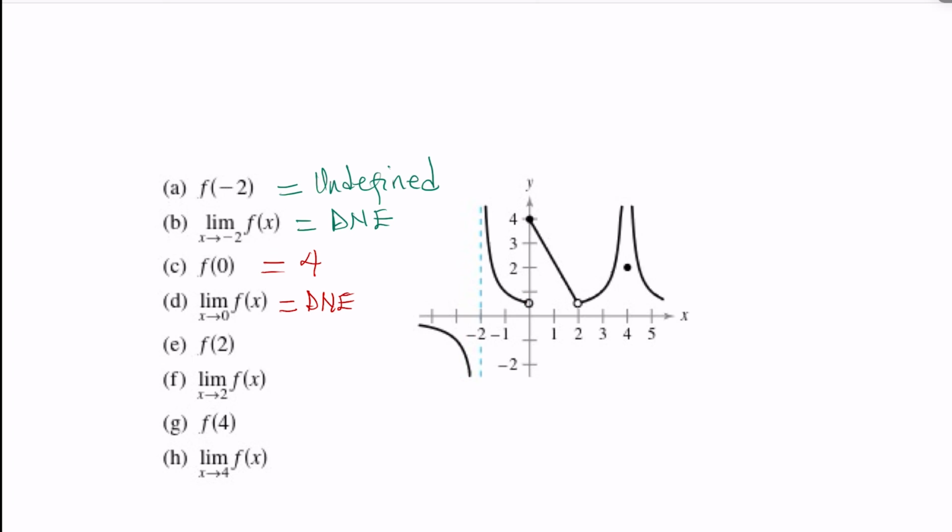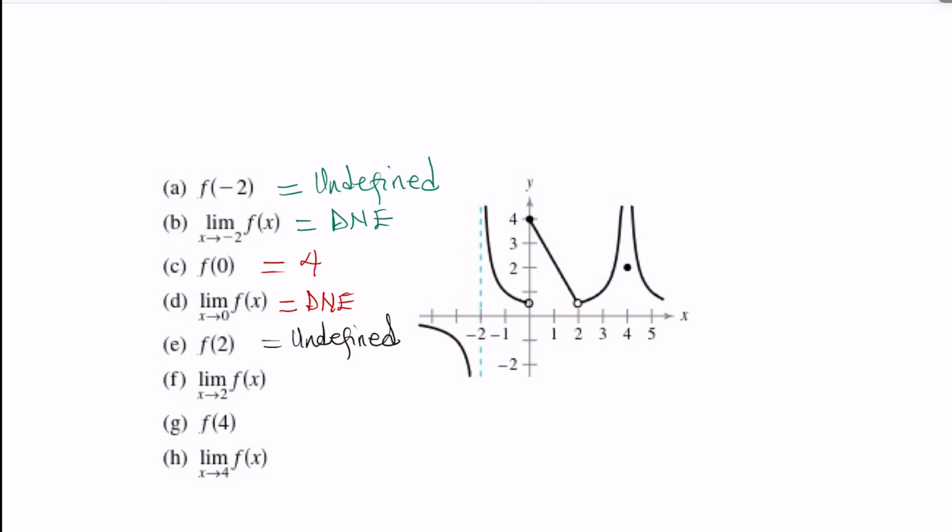Then, let's continue. Example question E. It says we should find f of 2. So for f of 2, we go back to the point 2 on our graph. Now, is there any value which is shaded for 2 on the graph? No. There is a big hole at the point where 2 is exactly under the graph. And this tells us that the value there is undefined.